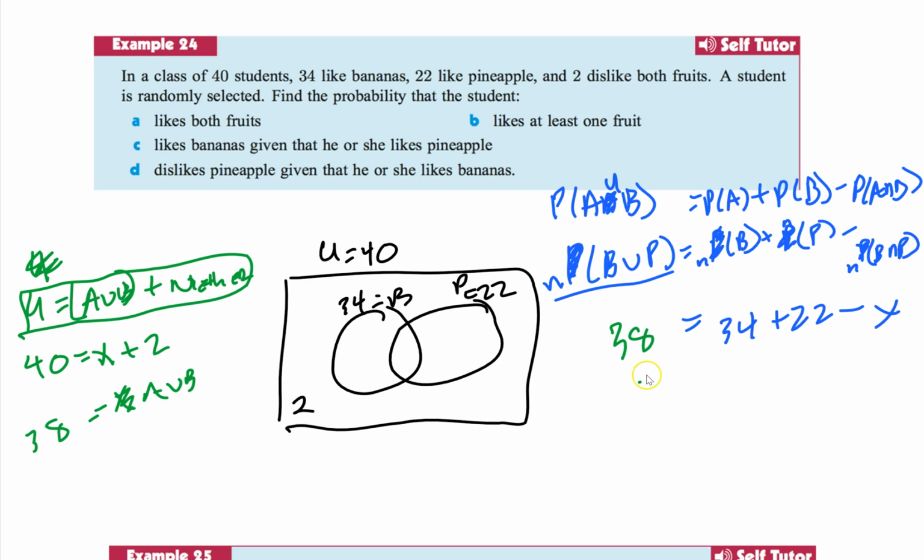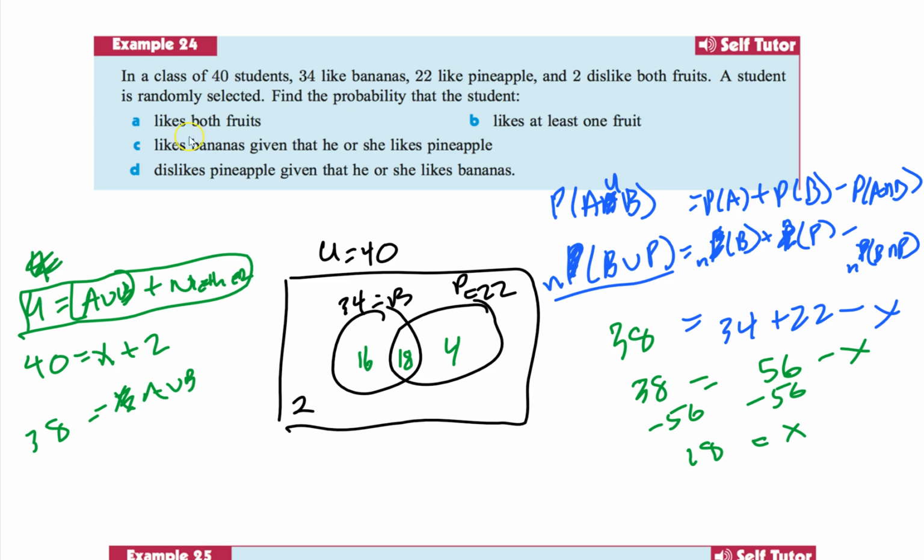So if you do this, you get 38 equals, let's see, 56 minus x, subtract 56, and I get 18 equals x. Again, I took away the negatives already. So this middle right here is 18. Again, that's the key to this whole problem. Once you get that to 18, this is 22. So 22 people like pineapple, 18 like both, so only 4 like pineapple. I prefer that 4 right there. 34, 18, so subtract, you get 16. 16 people like only bananas. And then you can answer the rest of this question.